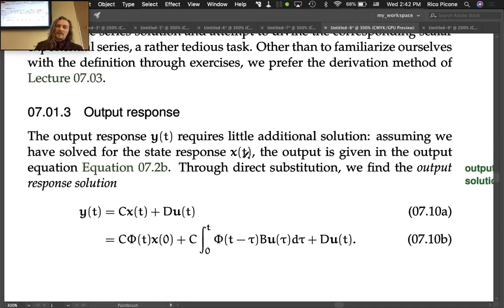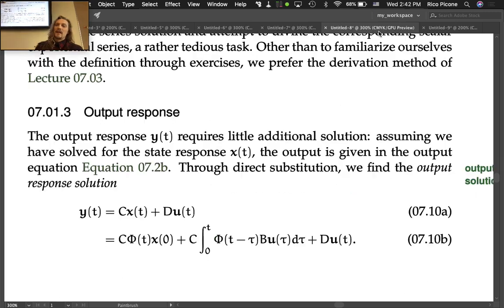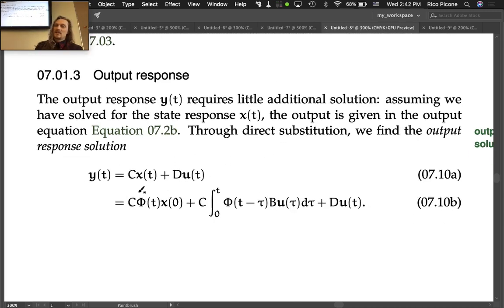Okay, the output response. Y of t requires little additional solution. Assuming that we've already solved for the state response x, the output is given by the output equation, which is just this, right? If we know x, u is always given. We know the output. Great. So we can, if we want, just plug and chug into that equation if we have our x solution. And that's all I did here in equation 7.10, is I just plugged in the solution for x and expanded it out. So that's the output response. So once you have the state response, you have the output response. It comes along pretty much for free, with a couple of matrix multiplications.